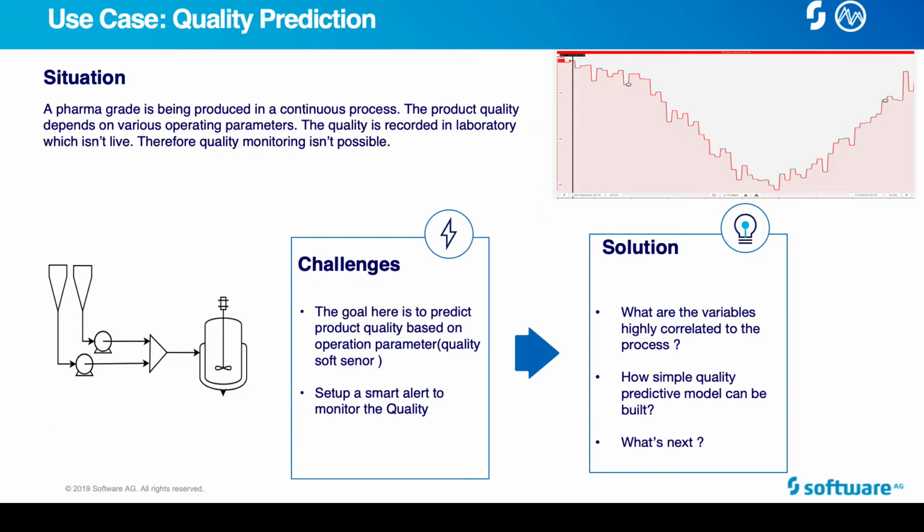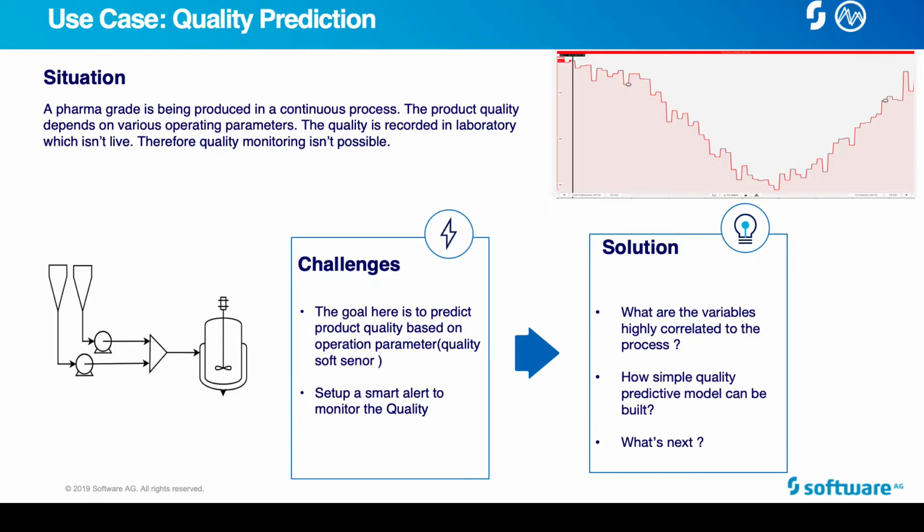So to find the right correlation between process and quality data and build a predictive model out of it, it's really crucial. This becomes really hard if subject matter experts don't have the right tools. So I'm going to show you a quick way of building a quality soft sensor predictor here.